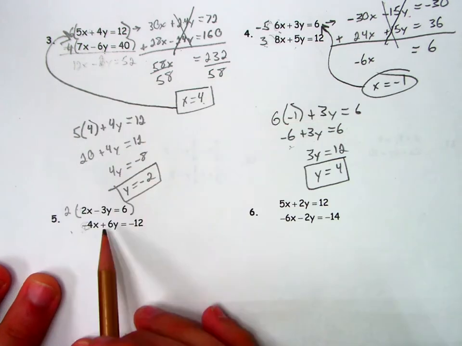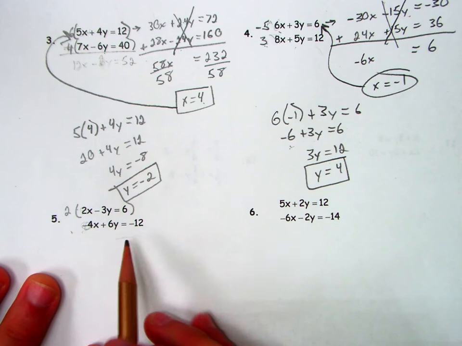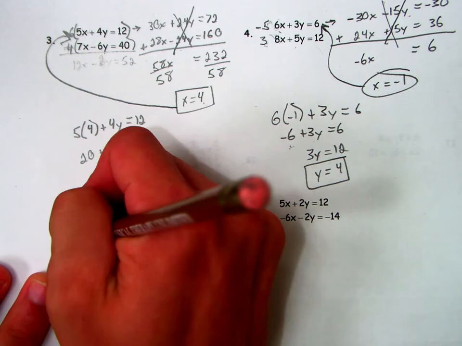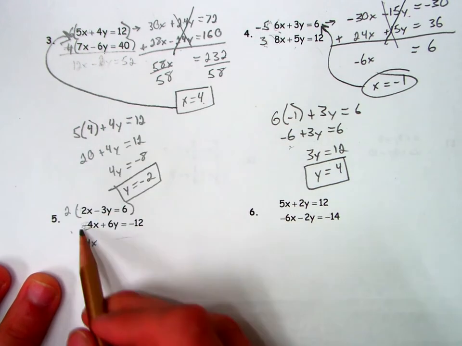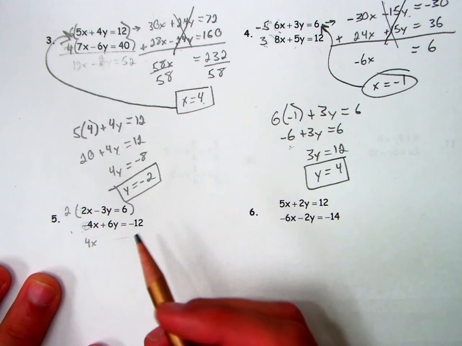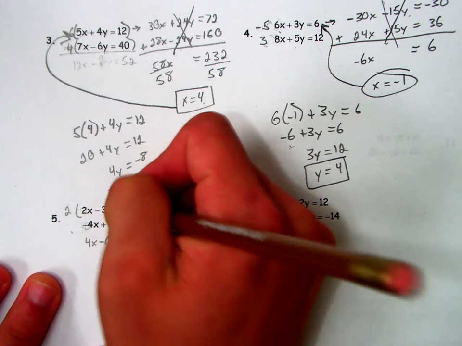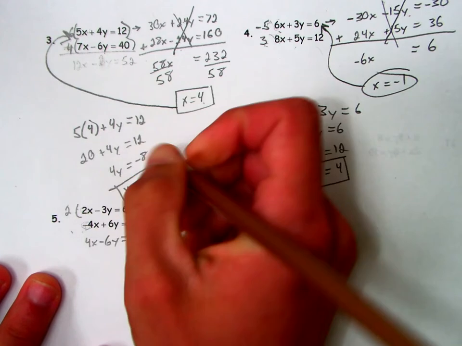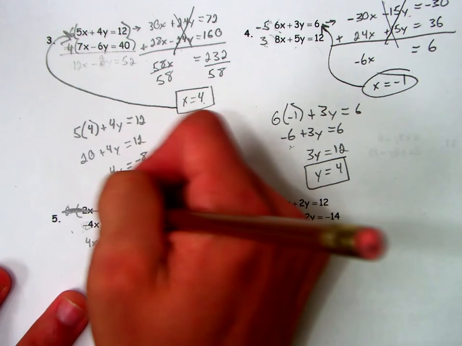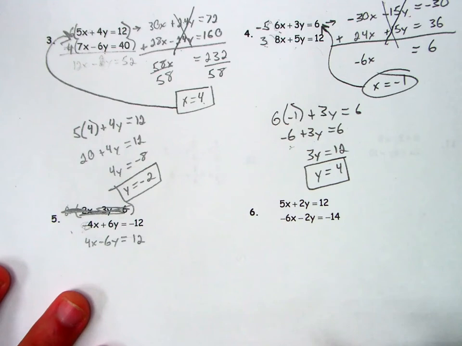I'm going to multiply by 2 on the top. I'll rewrite that equation right below. So I've got 2 times 2x is 4x. Notice I didn't even multiply the bottom equation, and that's fine. 2 times negative 3y is negative 6y. 2 times 6 is 12. So that's my new equation. I don't even need that up there on the top anymore, really.